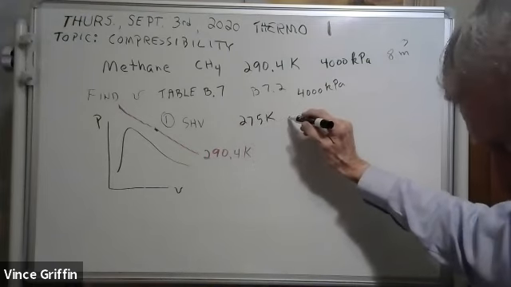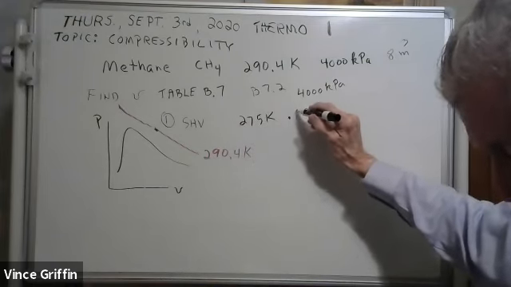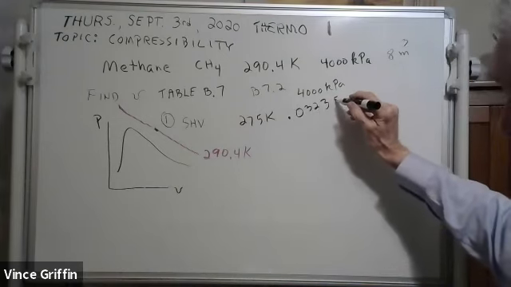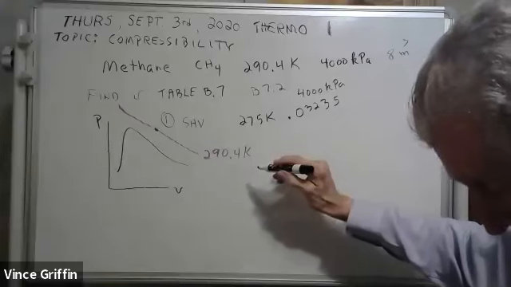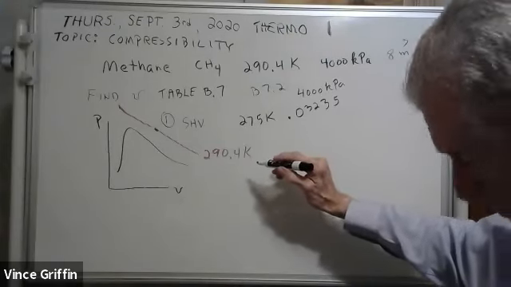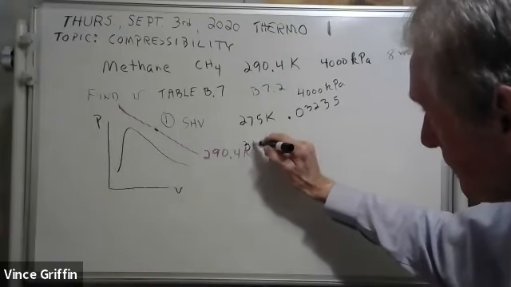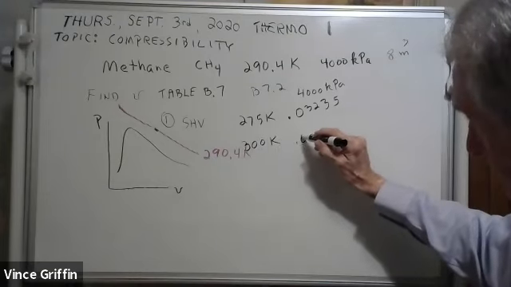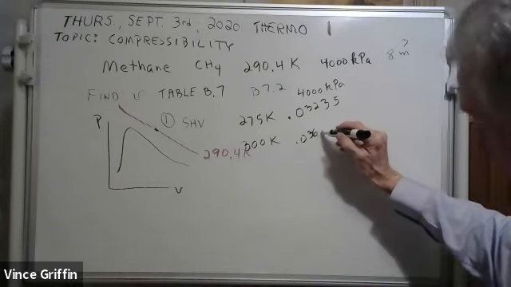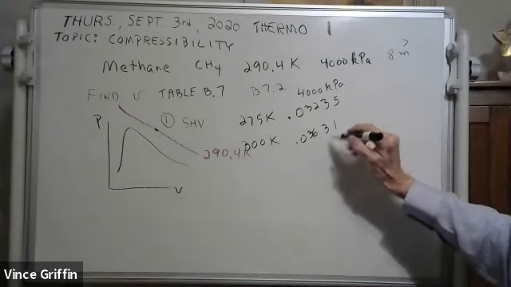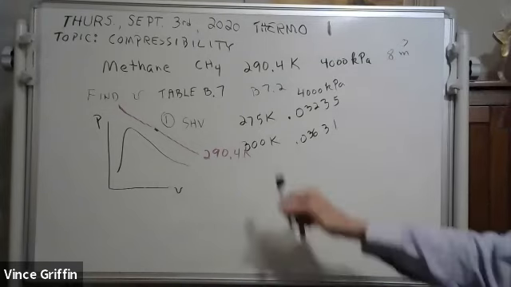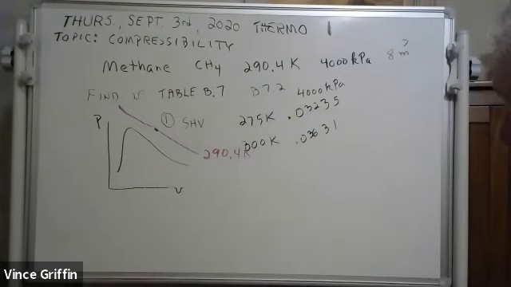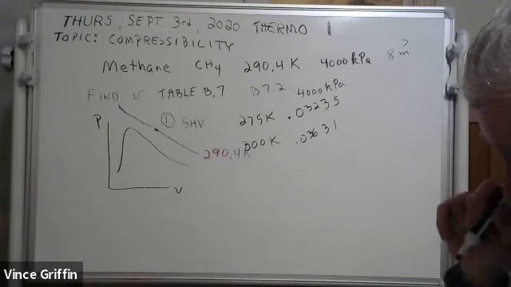275K, specific volume is 0.03235. And at 300K, specific volume is 0.03631. Table B.7.2, methane, 4,000 kilopascals.